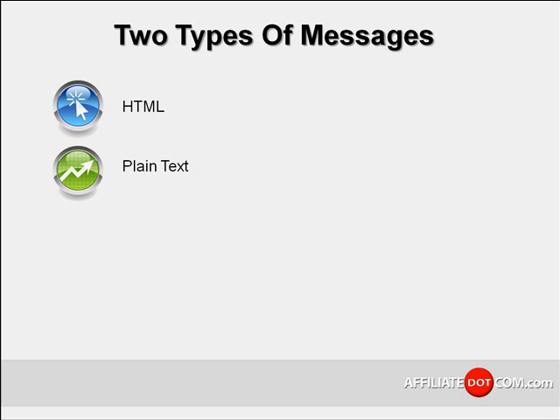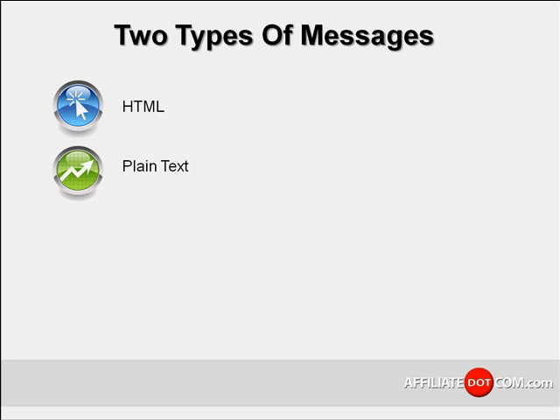Now, the two types of messages that we can create at Aweber are as follows. The first is called an HTML message, and the second is called a plain text message. What does this mean? What's the difference between the two types of messages? What does that mean exactly? Well, let me tell you.